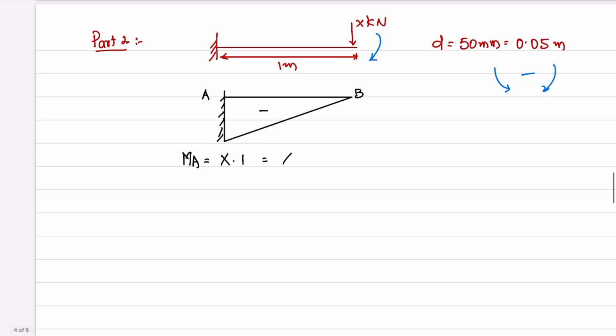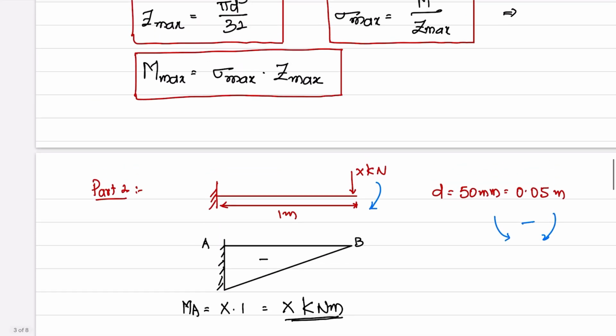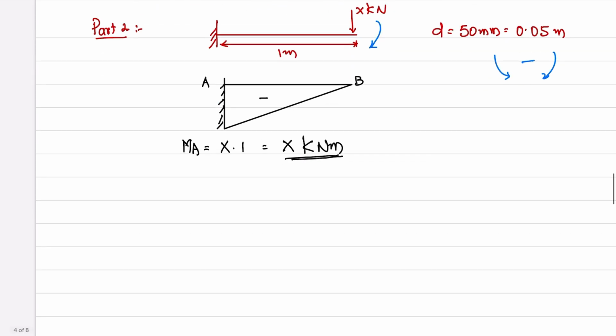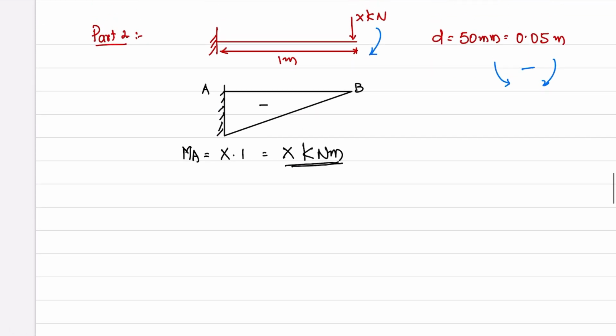This is x kilonewton meter. This is the maximum bending moment. Here x is unknown, we have to find it out. From the equation, M maximum is equal to sigma max into Z max. Whereas from beam theory, M maximum is equal to sigma maximum into Z maximum.